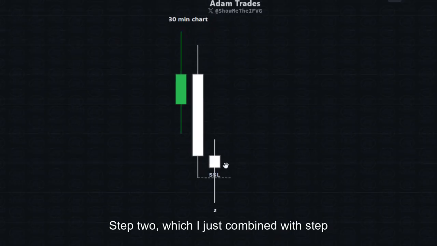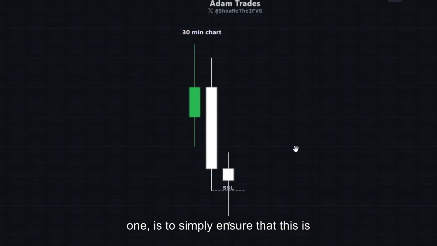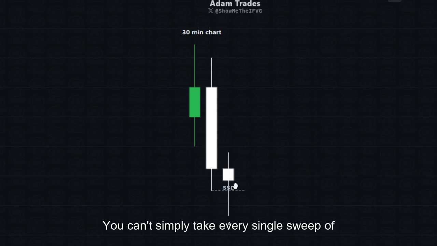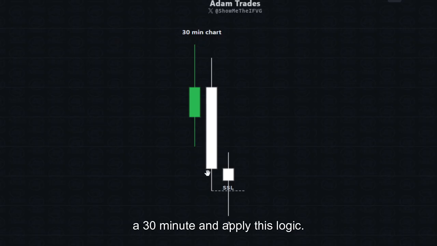Step 2, which I just combine with step 1, is to simply ensure that this is happening at a relevant spot. You can't simply take every single sweep of a 30-minute and apply this logic. That's just bad pattern trading, and you will not be a profitable trader. So context matters. The first part of the context is, where did this sweep happen? Did it happen in no man's land where it's completely irrelevant? Well, then I don't really care about it. I'm going to wait for the next one.